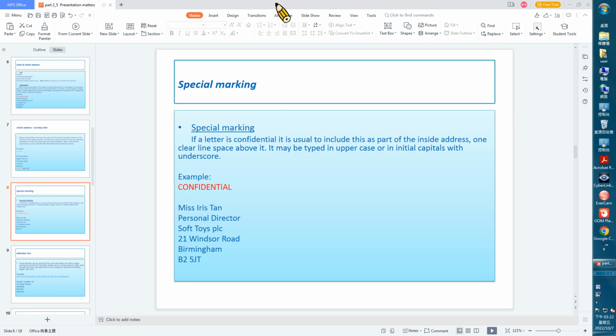Special marking. If a letter is confidential, it is usual to include this as part of the inside address, one clear line space above it. It may be typed in uppercase or in initial capitals with underscore.